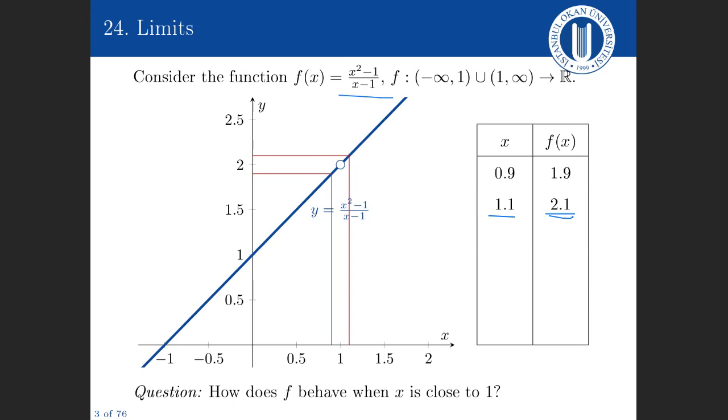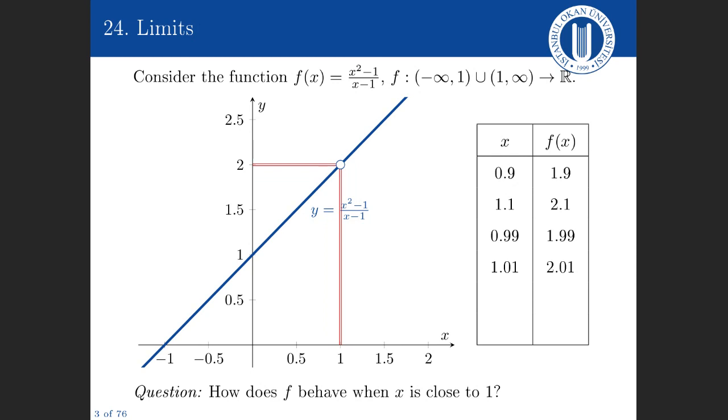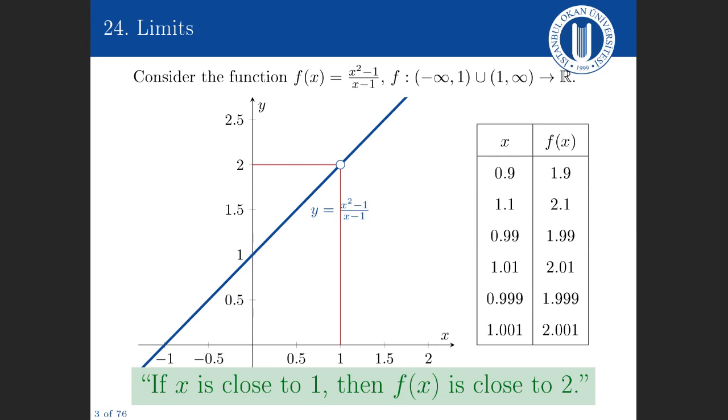Let's go even closer to 1. What about if we consider the numbers 0.99 and 1.01? Again, we could put these into the formula. If x is 0.99, then f of x is 1.99. If x is equal to 1.01, then f of x is equal to 2.01. Now, we're starting to understand. Let's go even closer. 0.999, 1.001. Again, we can calculate f of x at these two points. And if we wanted to, we can keep going closer and closer to 1. And we can see that it looks like if x is close to 1, then f of x is close to 2.